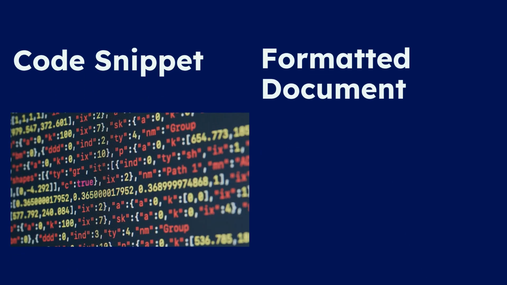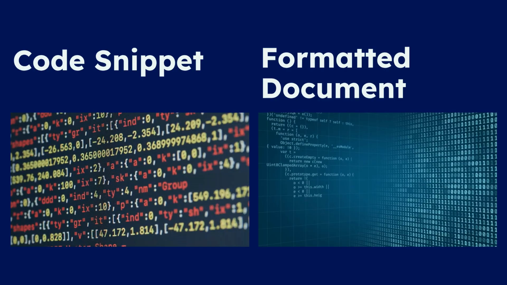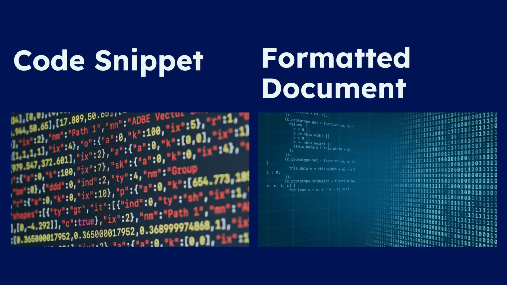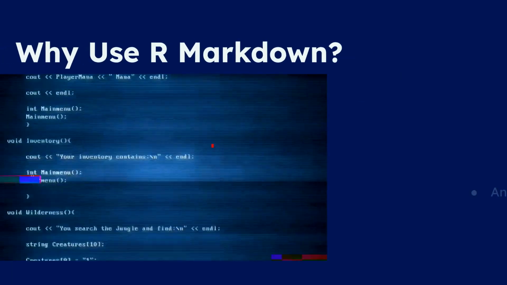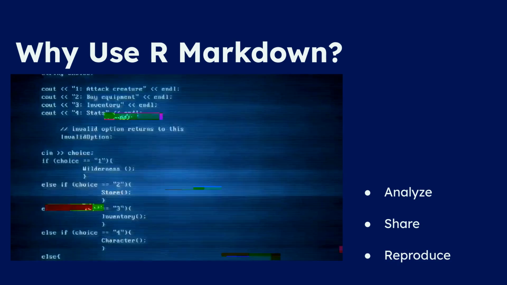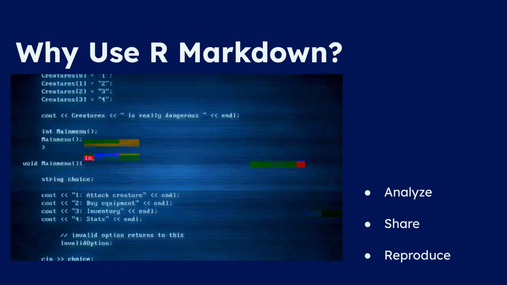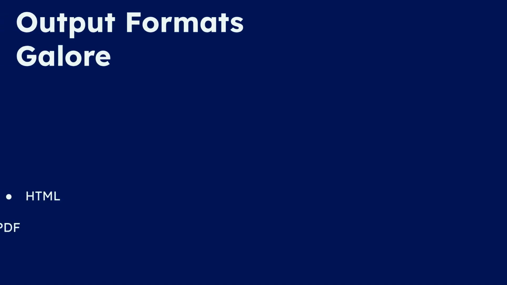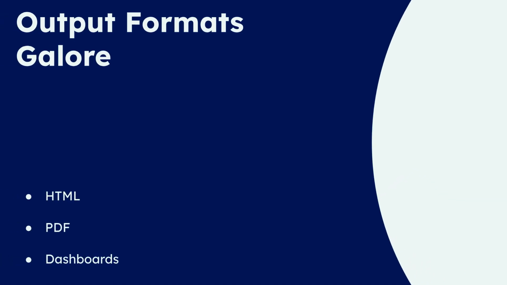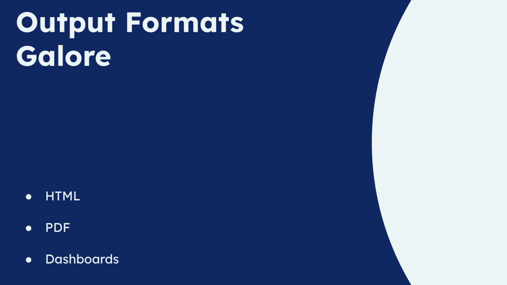R Markdown is a dynamic authoring framework that seamlessly weaves narrative text and code into elegant output. It allows you to analyze, share, and reproduce your work easily. R Markdown supports multiple languages like R, Python, and SQL. You can choose from dozens of output formats, including HTML, PDF, Word documents, interactive dashboards, and presentation slides.